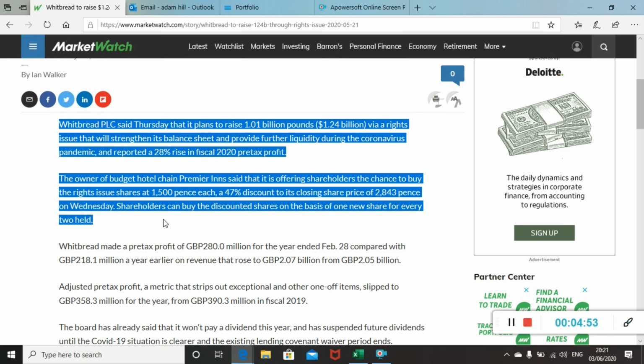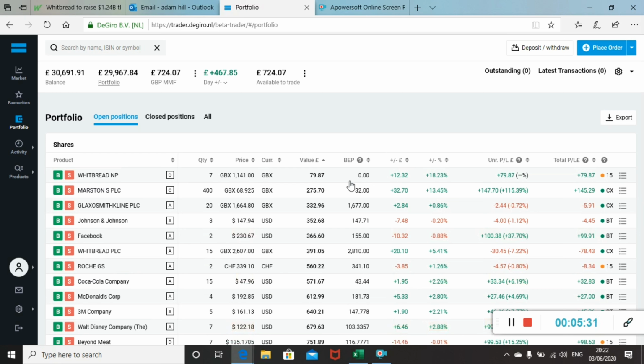So I've switched across to my trading account here so I can show you how this was reflected in the account. Shortly after Whitbread announced this, I did notice a change in the account. You can see here my investment in Whitbread PLC, 15 shares, currently £26 a share they're at, value of £391. That's my original investment. Then at the top, you can see the rights. I have the right to buy 7 shares. Because I own 15 shares, I now have the right to buy 7 additional shares.